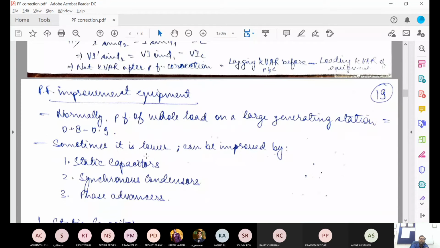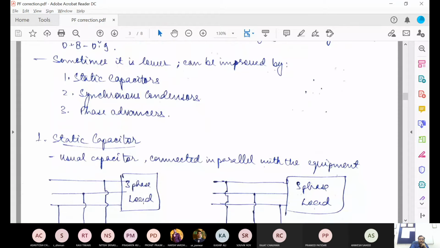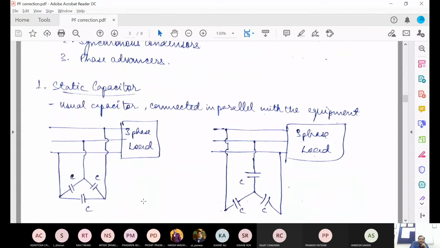Some examples are given here. These are three typical conventional devices: one is the static capacitors, another is synchronous condensers, and third is the phase advancers. We'll look at these one by one. A static capacitor is just a simple capacitor with appropriate rating, obviously. Appropriate voltage and current rating should be there: how much power it can handle and what will be the rated voltage at which it will operate.